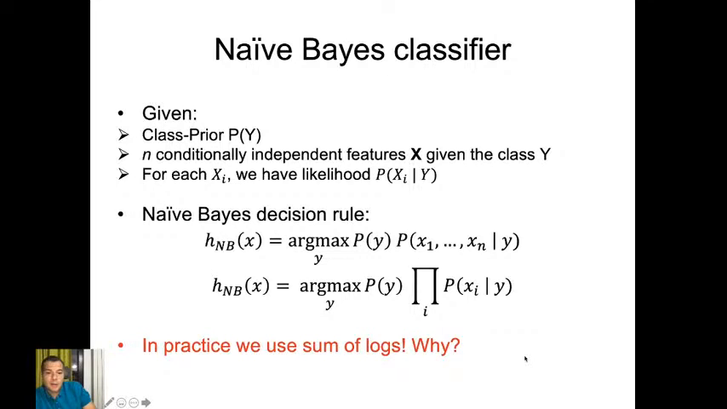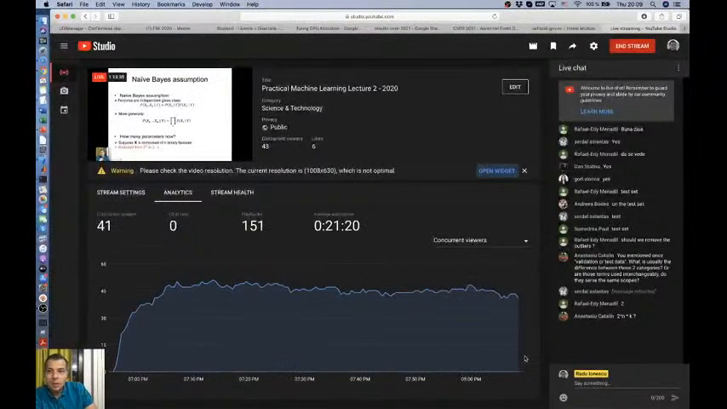In practice, there is a small note here. We replace this product of probabilities with a sum of logarithms. So you already see the question. Why do you think we do this? It's a question for you. Why do we replace the product of probabilities with the sum of logarithms? Waiting for the answer here.